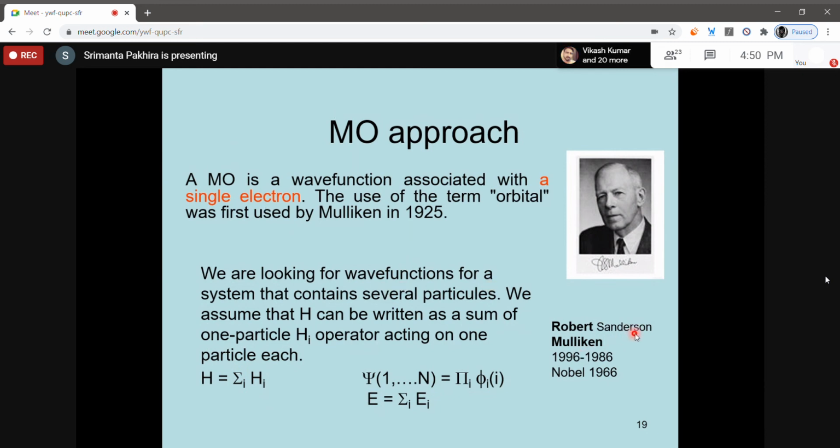and Robert Sanderson around this time, 1966. They got this new theory, and Mulliken received the Nobel Prize in physics. So this was one of the molecular orbital approaches, which is very important.